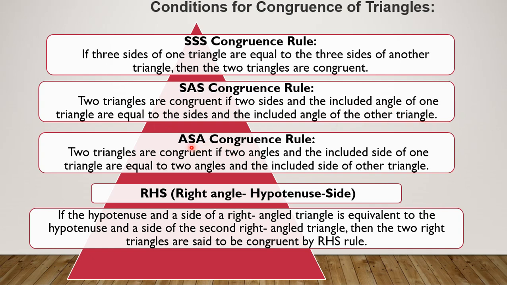Then the third criterion is the ASA congruence rule. Two triangles are congruent if two angles and the included side of one triangle are equal to two angles and the included side of the other triangle. Next, the last is RHS, that is right angle, hypotenuse, side. If the hypotenuse and a side of a right angle triangle are equal to the hypotenuse and a side of the second right angle triangle, then we say the two right triangles are congruent by the RHS rule.